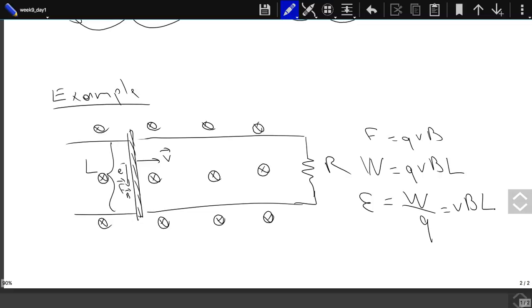So this is the EMF created by this moving rod. Then we can just treat this as a battery and even calculate what will be the current running through my system. We know the EMF source, we know the resistance of this resistor, etc.